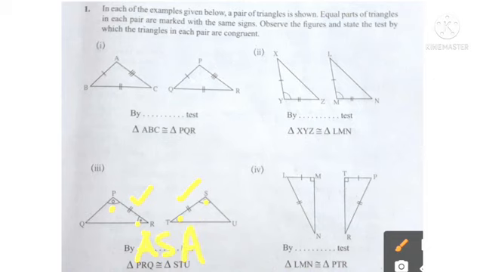Okay. And the last one, see, observe triangle LMN and triangle PTR. Both are right angle triangles, and here hypotenuse LN is congruent to hypotenuse PR, and side LM is congruent to side TP. So we see here which test is there. Hypotenuse side test. By hypotenuse side test, both triangles are congruent.